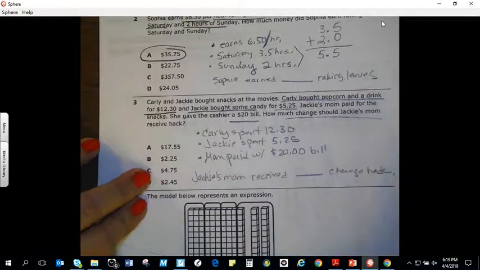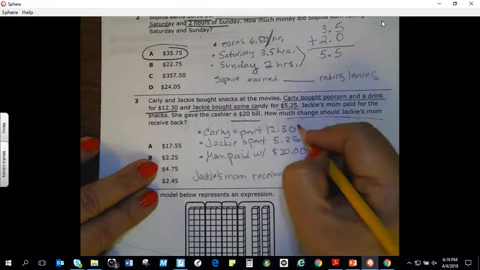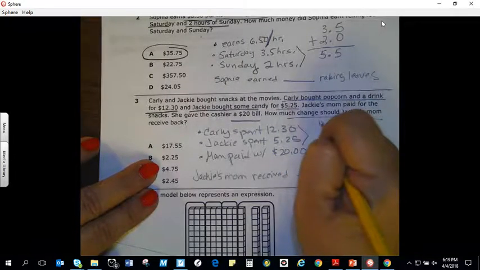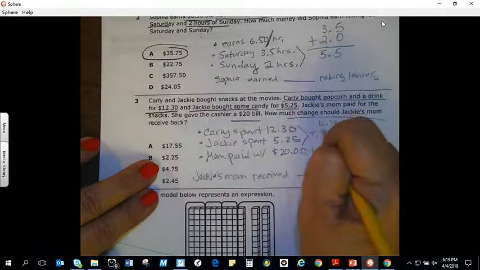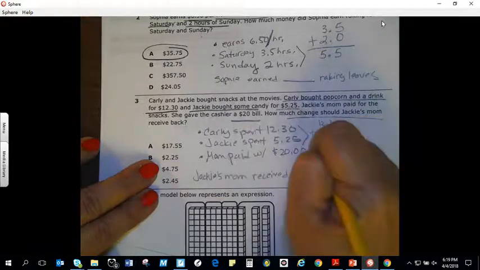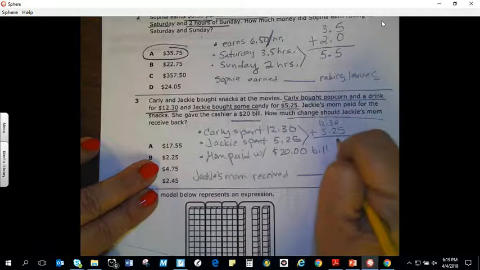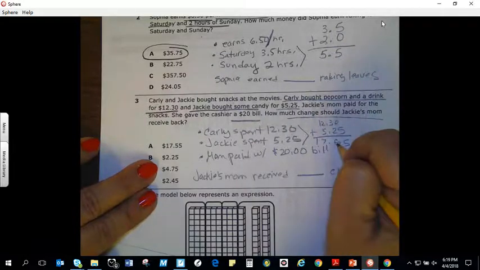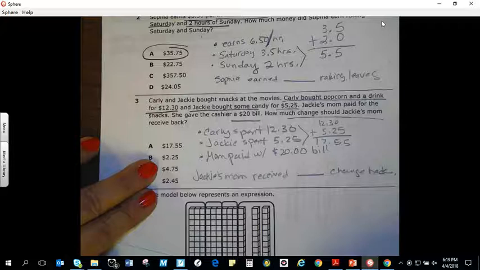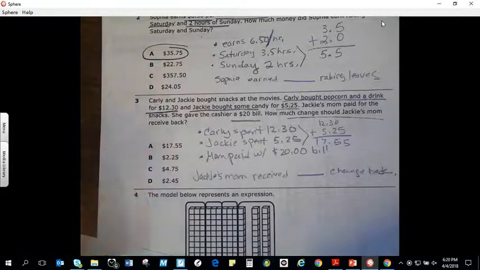Okay? All right. So now I need to add up this here. So I have $12.30 plus $5.25. That makes it 5, that makes it 5, that makes it 5, 6, 7. Wow, they spent $17.55.